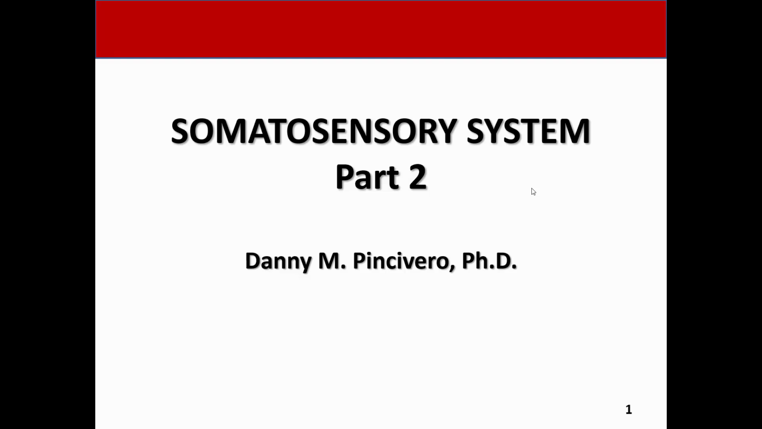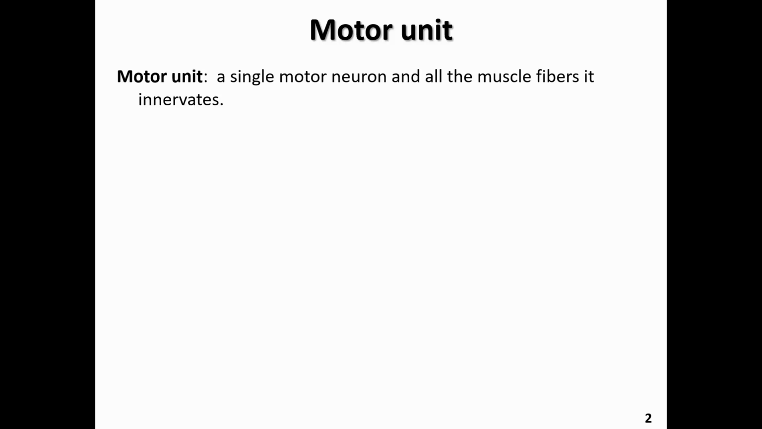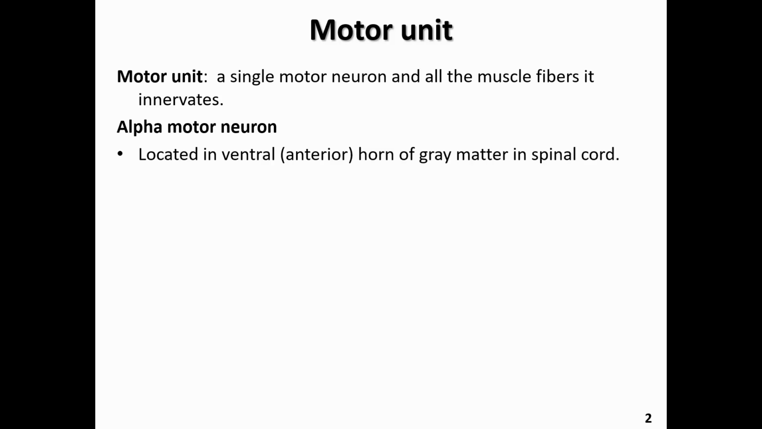In this lecture, we begin part two of the somatosensory system, and we're going to start with a definition for the motor unit. The motor unit refers to a single motor neuron and all the muscle fibers that that single motor neuron innervates in some distal muscle. When we think about the motor unit, the alpha motor neuron is the one that comes to mind. The cell body of the alpha motor neuron is located in what's called the ventral or anterior horn of the gray matter in the spinal cord.